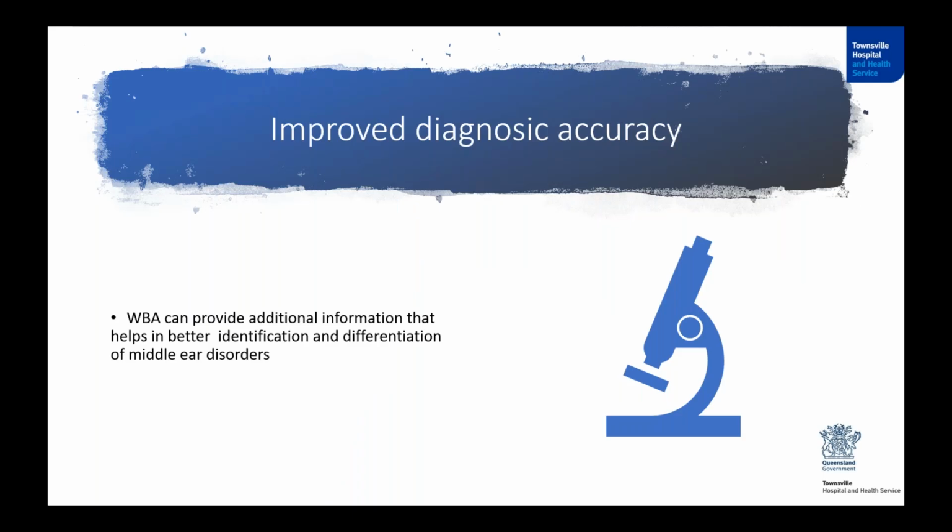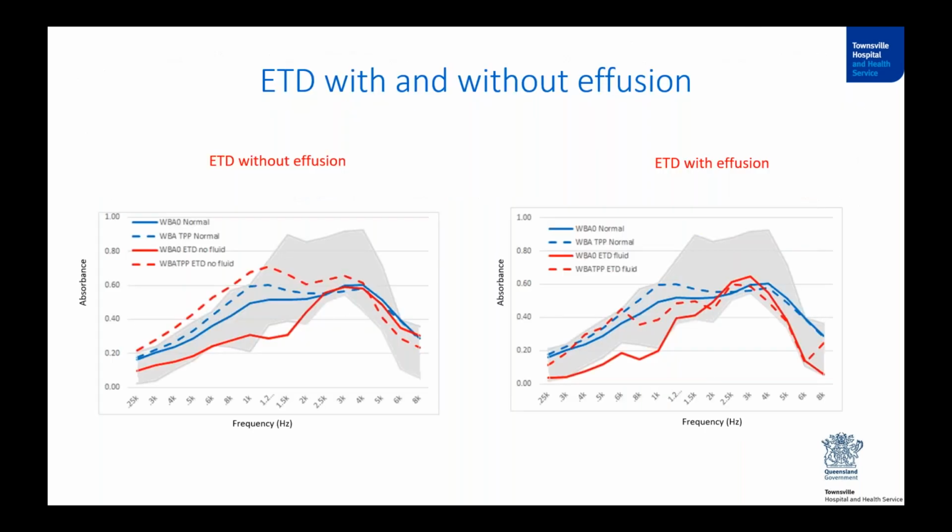So wideband absorbance, we know that it can give different patterns depending upon the different middle ear pathologies. So we'll look at just a couple of examples of how it can improve diagnostic accuracy. If you look at ears with and without effusion, a C-type tympanogram can mean eustachian tube dysfunction, but that can occur with or without fluid.